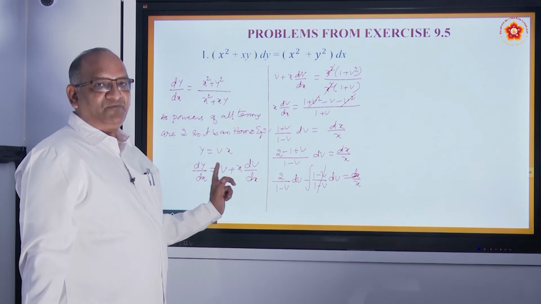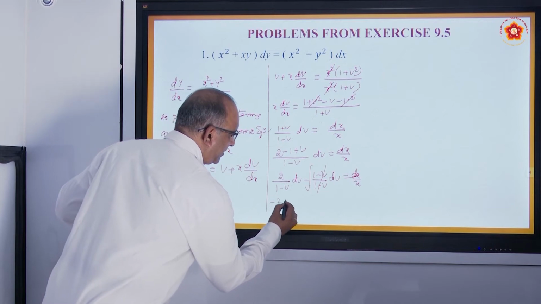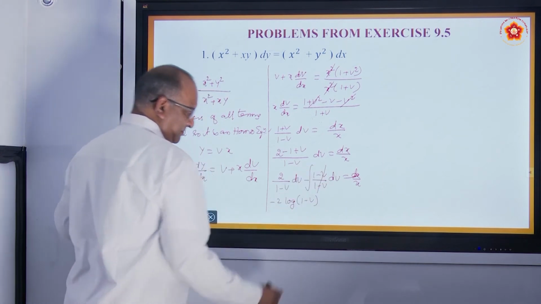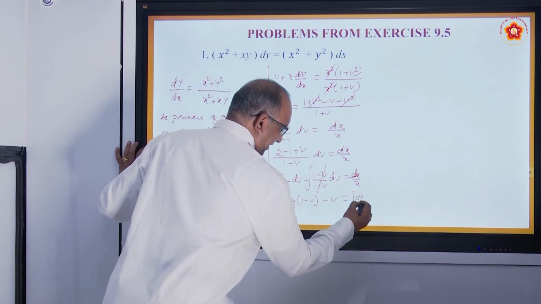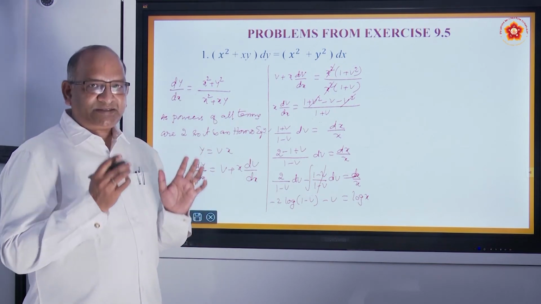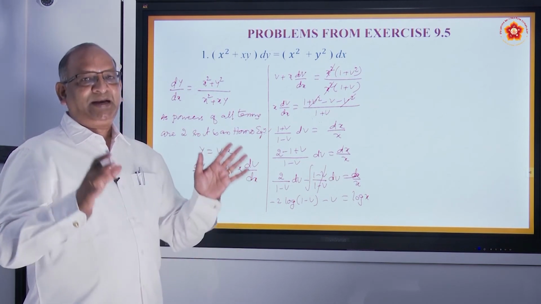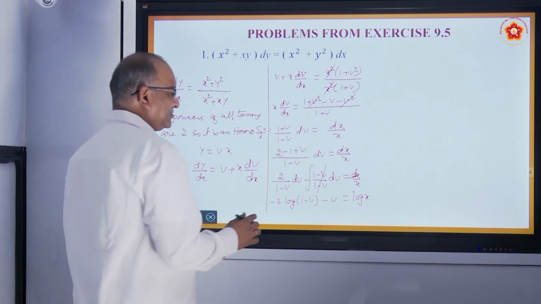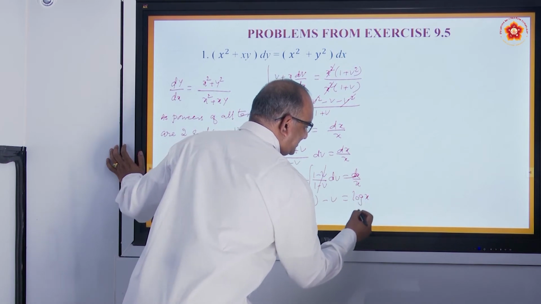What about the first one? We'll take 1 minus v as t, so you are going to get minus 2 log 1 minus v, minus v equal to, dx by x is log x, and then the constant of integration. That constant of integration you can write the way you want. You can simply write it as c, as c1, or as log c, whatever way you want. Since everything appears to be in terms of log, purposely we will write the constant as plus log c.